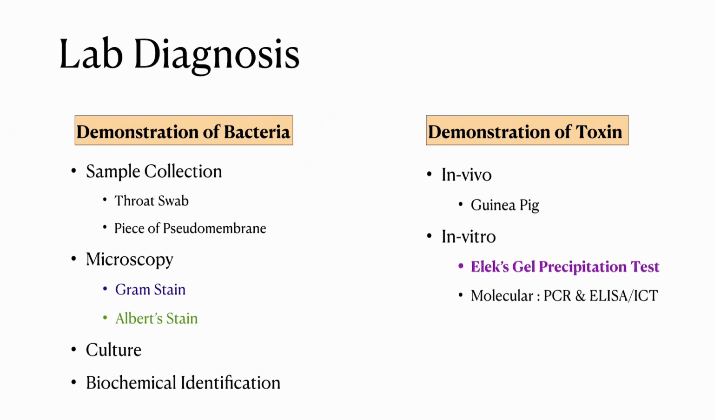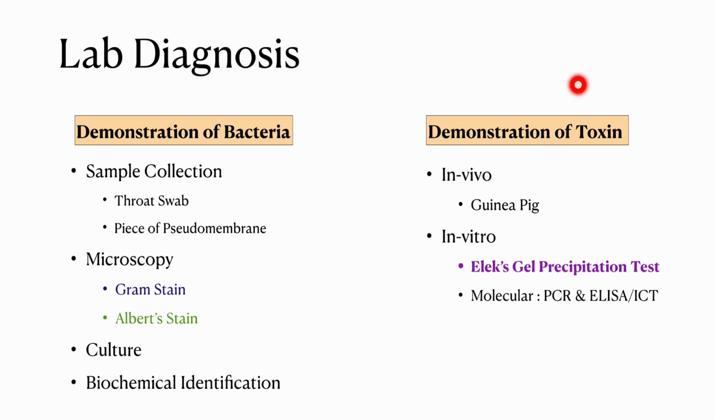In demonstration of any microbe in microbiology, we first collect the sample, perform microscopy over it, then culture it, perform some biochemical identification tests, and then do serology, molecular tests, and so on. In this bacteria, the sample collected is the throat swab or a piece of the pseudomembrane which is formed over the tonsil and the pharynx. Next, we perform microscopy using two stains, the Gram stain and one special stain known as the Albert stain. Next, we perform the culture, and of little importance is the biochemical identification test.